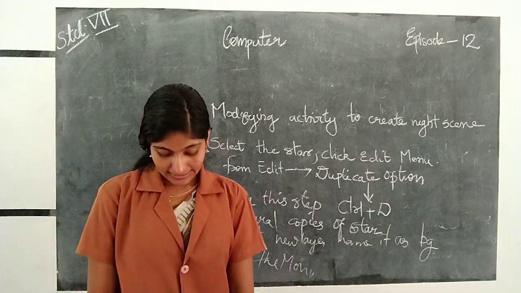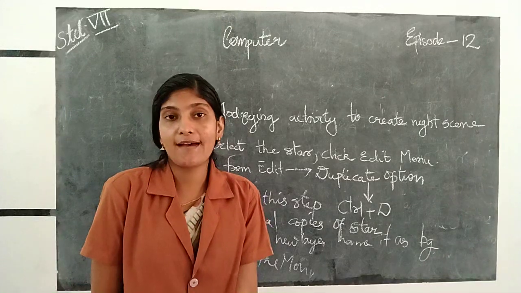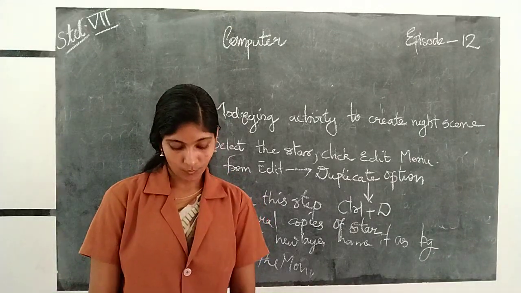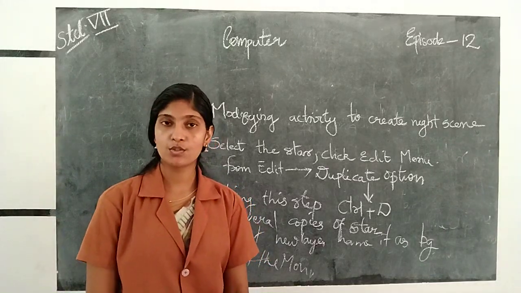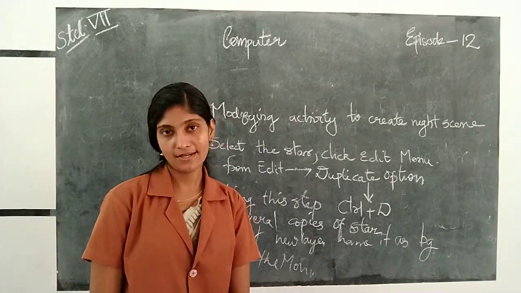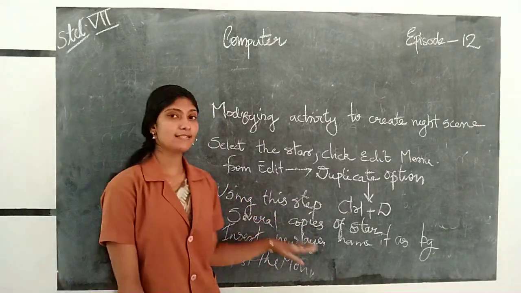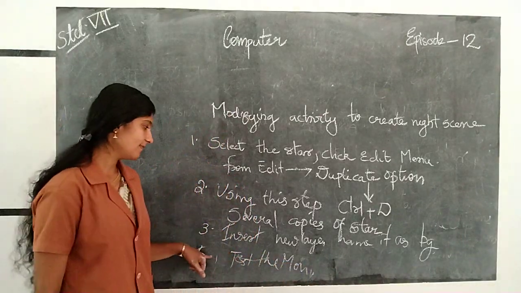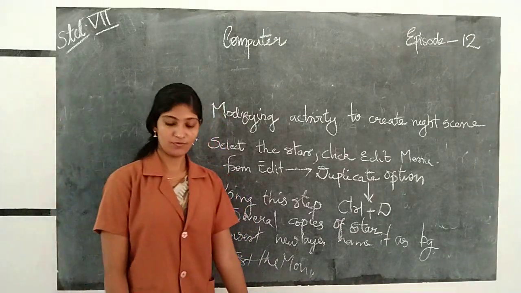Without making the blinking star a movie clip, we could not have duplicated the copies of the star. So once again select the star, then next you need to copy that shape into several copies. Then second step is using these steps or Ctrl D, you can duplicate the movie clip and then next insert a new layer. Then next test the movie clip.